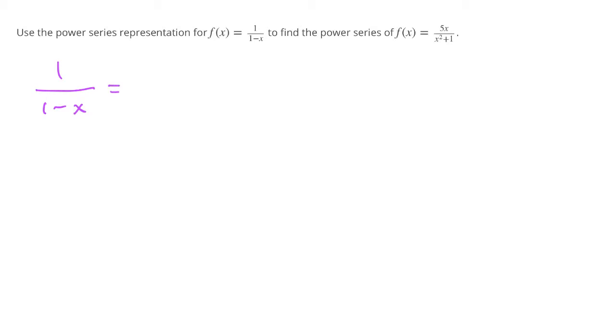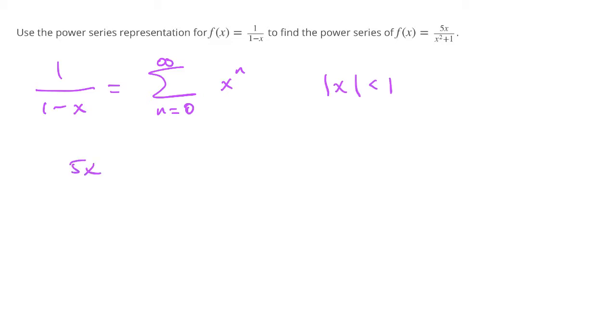So remember that our power series expansion of 1 over 1 minus x is going to look like the sum from 0 up to infinity of x to the n. And we had a radius of convergence on that one of the absolute value of x less than 1. So now, can I do a substitution to transform this function, 5x over x squared plus 1, into our function 1 over 1 minus x?